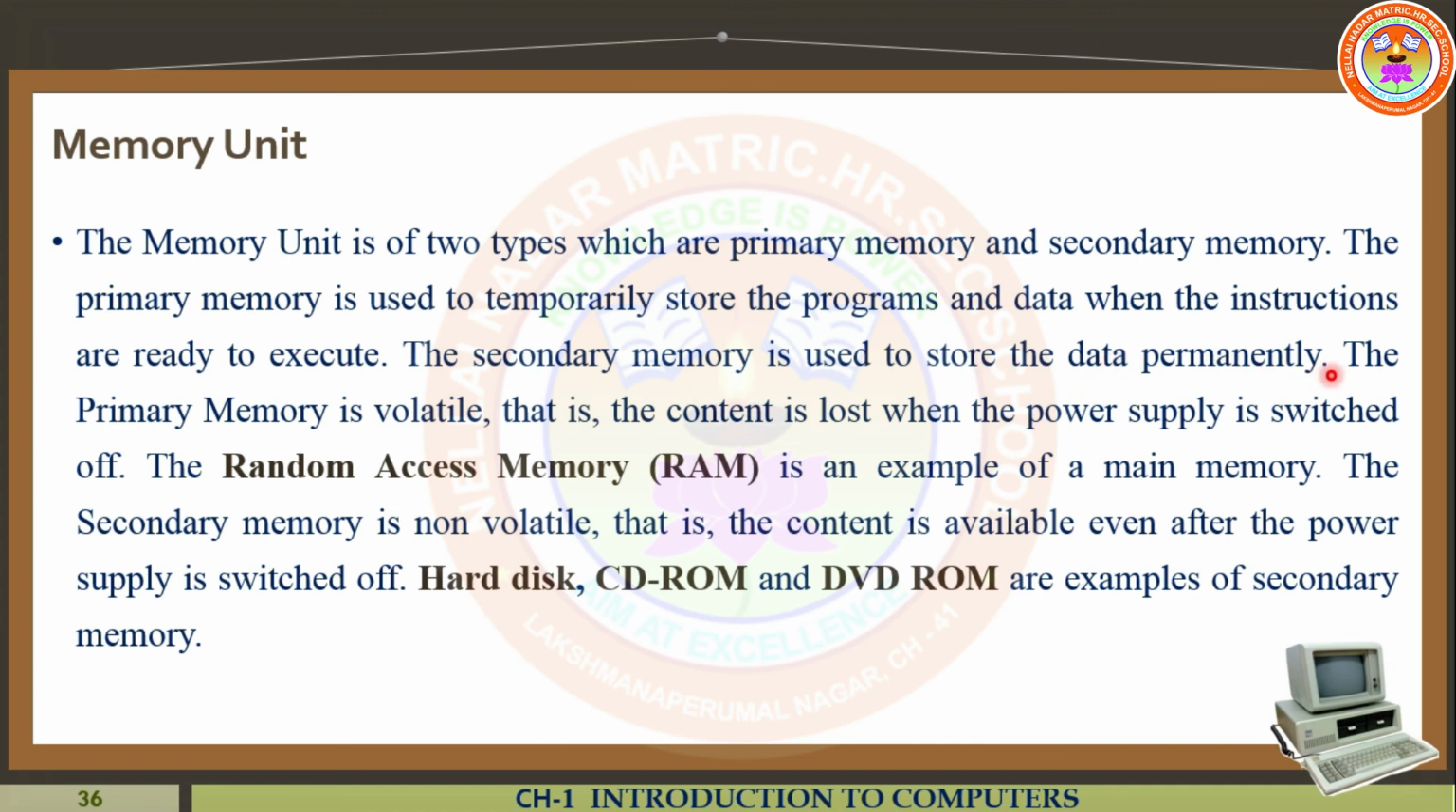Another point: the primary memories are volatile. Volatile means that whenever data is being processed, it will not be stored permanently. It is not a permanent or constant thing. It is only temporary, right? That's why we call this volatile memory. Which memory is volatile memory? It is primary memory. Okay.